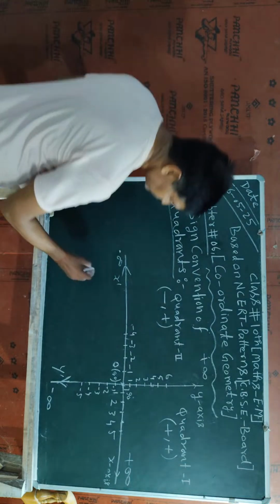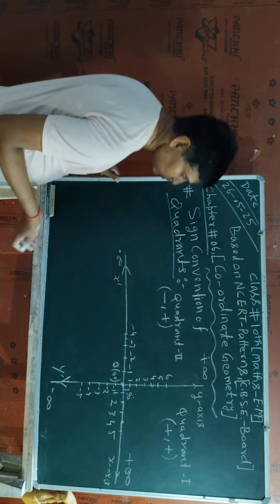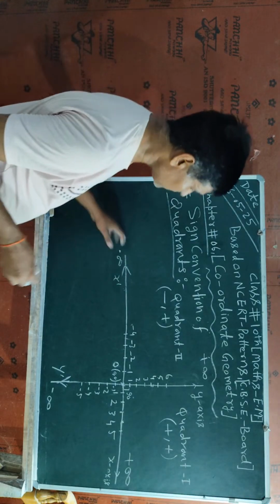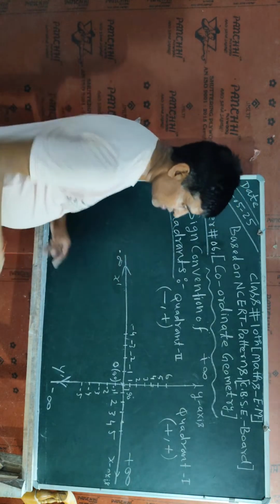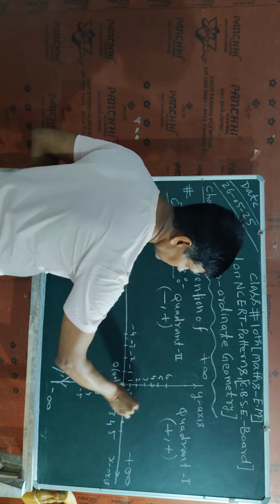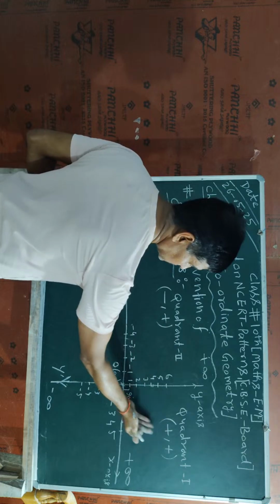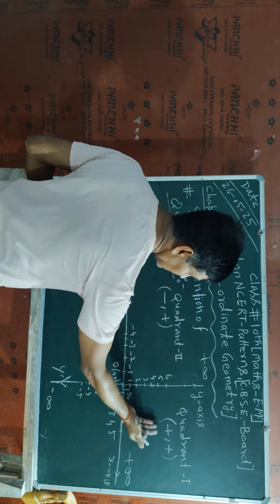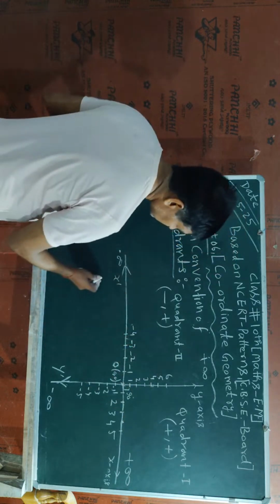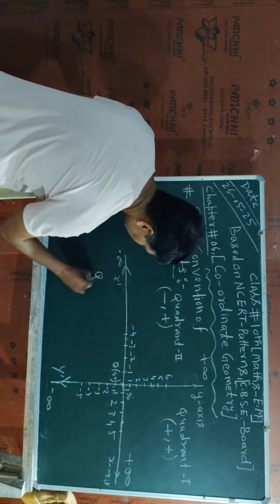Now, I told you before, when I was teaching the concept of quadrants, that this will be the third quadrant, because from the positive y-axis I have to move in the anti-clockwise direction, and here I told you this will be the first quadrant, second quadrant. Similarly, this will be the third quadrant.